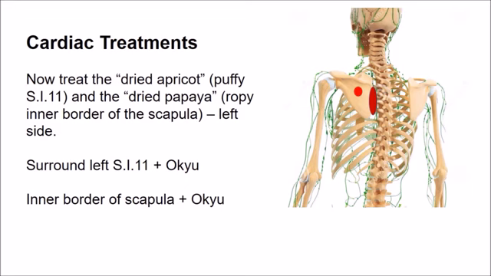At the end, once you have completed the treatment, having softened and shrunk the puffy area on small intestine 11 as much as you can, and the rope on the inner border of the scapula, you can needle those and do OQ, direct moxa, on them. Surround small intestine 11 with 3 to 5 needles and do direct moxa on them. Needle the inner border of the scapula towards the scapula, that is laterally, and also do OQ there.